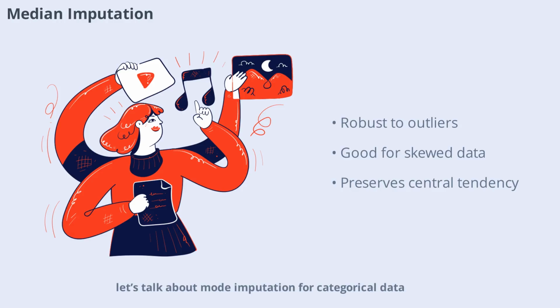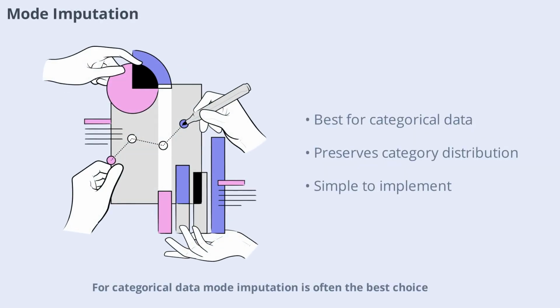Next, let's talk about mode imputation for categorical data. For categorical data, mode imputation is often the best choice. It replaces missing values with the most frequent category in the data. This method is simple and preserves the distribution of categories. However, if your data has many categories or the mode is not clear, it may not be as effective.